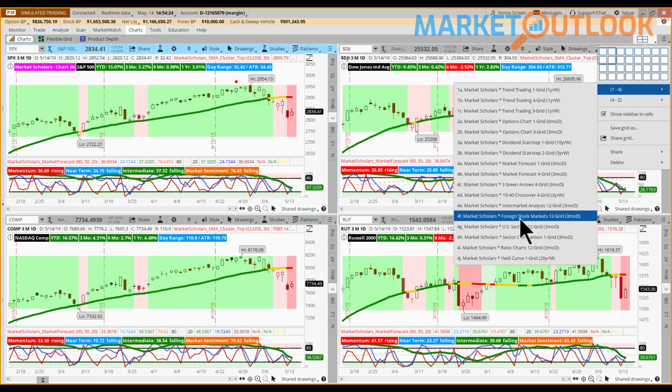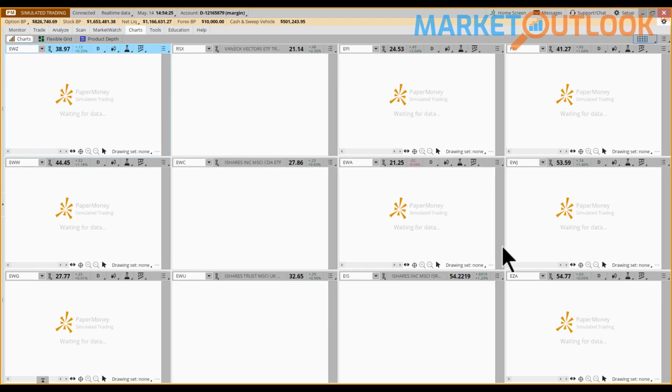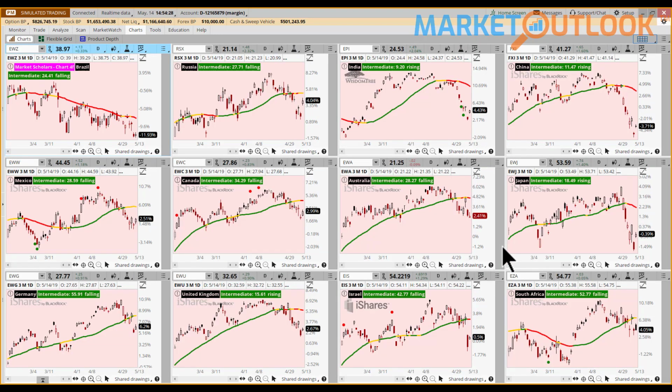Let's go ahead and take a look at chart 4F now. This will be the foreign stock markets 12 grid. Now, again, as I mentioned a little bit ago, I expected to see a lot of pink charts, and I'm receiving it. Clean sweep all across the board. All 12 of these foreign stock markets have pink charts. In other words, they are considered to have bearish postures according to the market forecast intermediate term line.